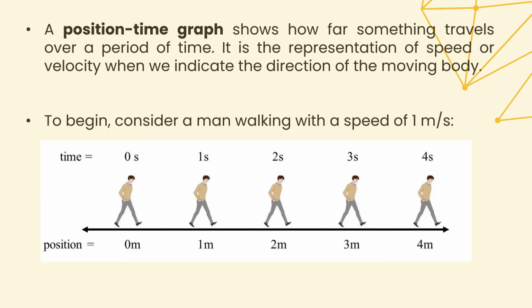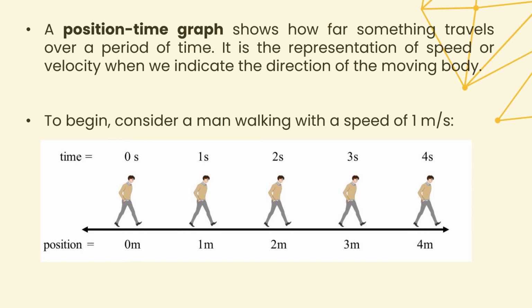Keep this in mind. A position time graph shows how far something travels over a period of time. It is the representation of speed or velocity when we indicate the direction of the moving body. To begin, consider a man walking with a speed of 1 meter per second. Does the man change his speed while walking? The answer is no. He is constantly moving with the same speed towards east.